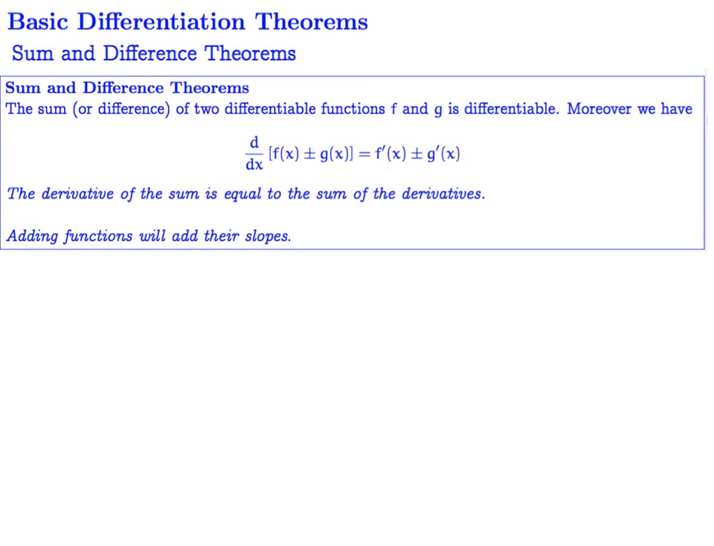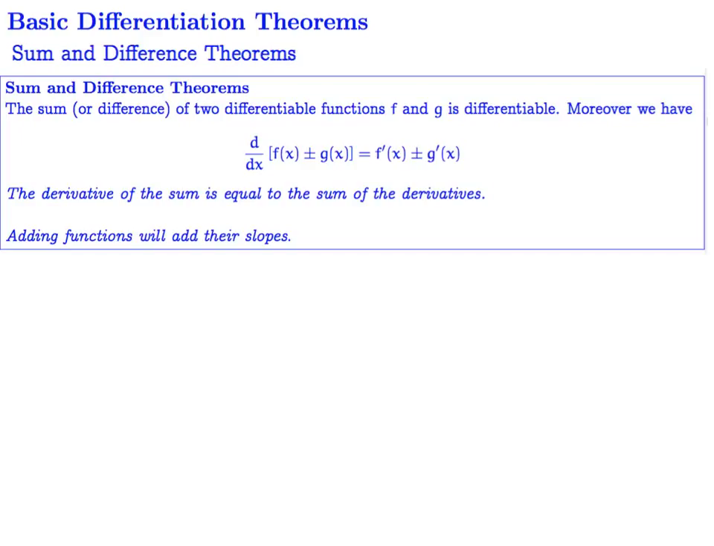So what we've done is we've made it to the last theorem from today's lesson, the sum and difference theorems. This is going to give us the power to compute lots and lots of derivatives. It's going to be great. So this says the sum or difference of two differentiable functions f and g is differentiable. That is, if you can take the derivatives of them alone, you can now take the derivatives when you add them. Moreover, we have that the derivative of f plus or minus g is equal to the derivative of f plus or minus the derivative of g. So the derivative of the sum is equal to the sum of the derivatives.